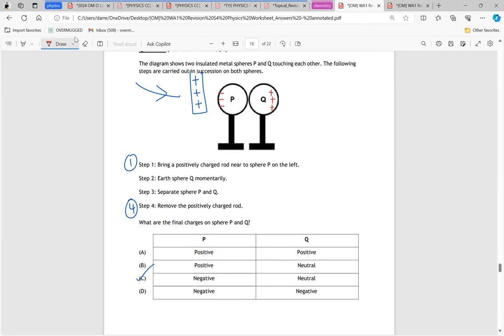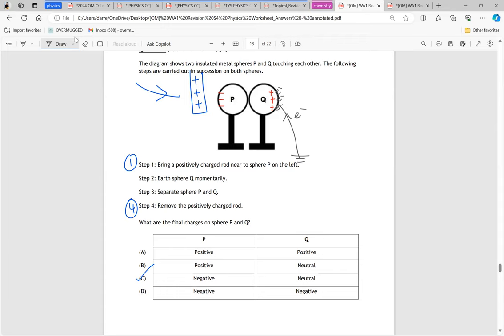Next, by introducing your earthing, remember the earthing is a ladder for electrons to flow in or to flow out. With a positive rod in place, would electrons be rushing in or coming out? Electrons will be like, hey, I want to go in. I want to get closer to the positive, unlike charges attract. What these electrons will do is that they would neutralize the positive charges on the right side.